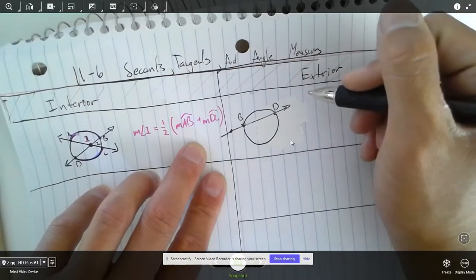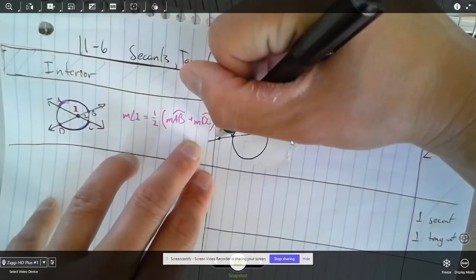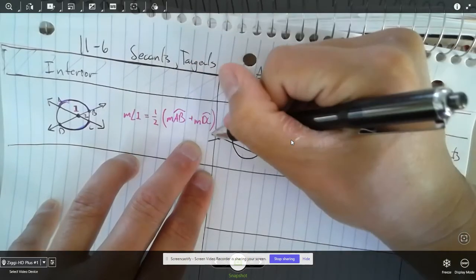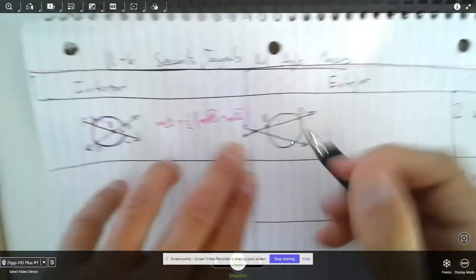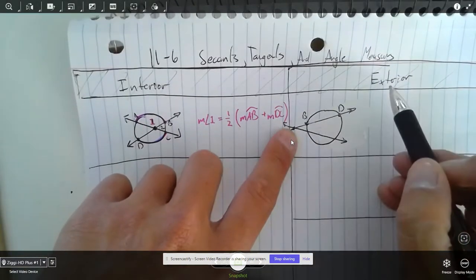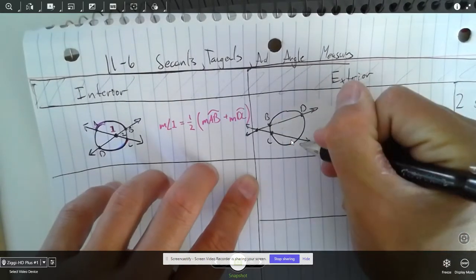And then let's say that another secant line is going to cross on the outside. You see how it crosses out here? It's going to cross on the outside here. Boom, boom. See, last time it was meeting on the inside. This time it's meeting on the exterior of the circle. So here it's going to be C and E.